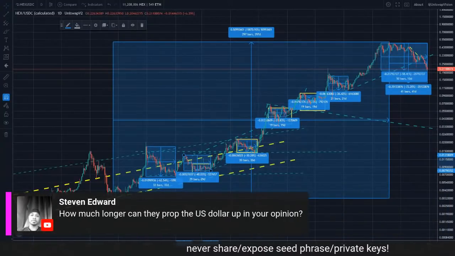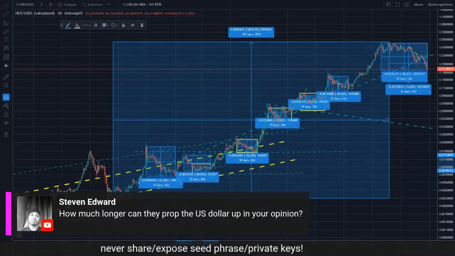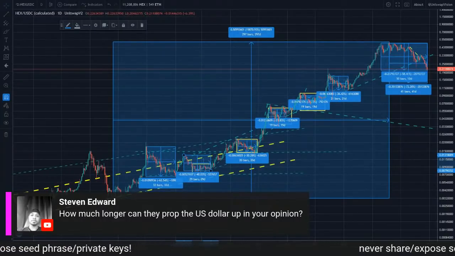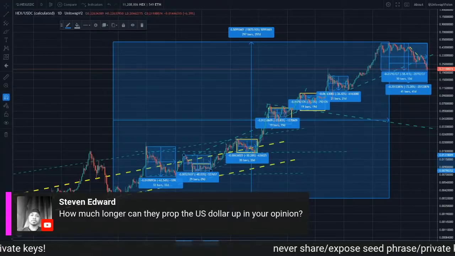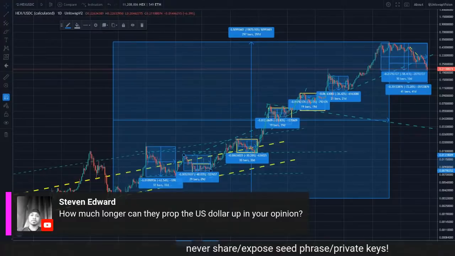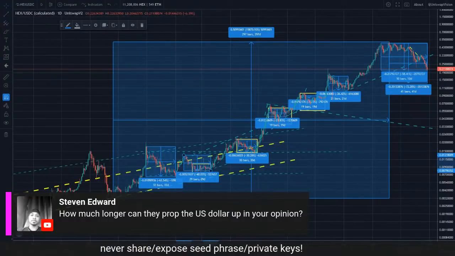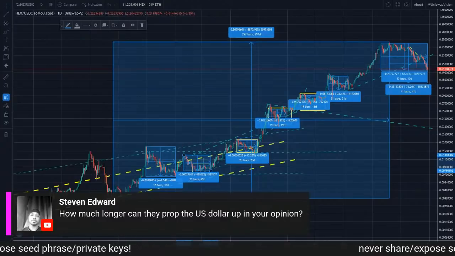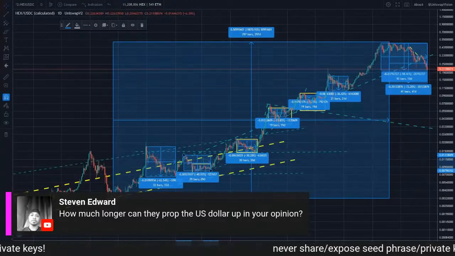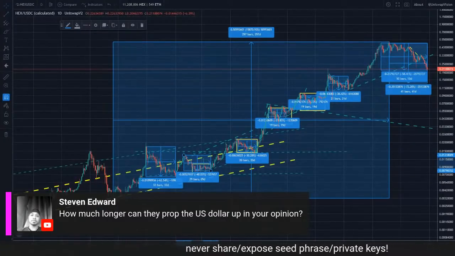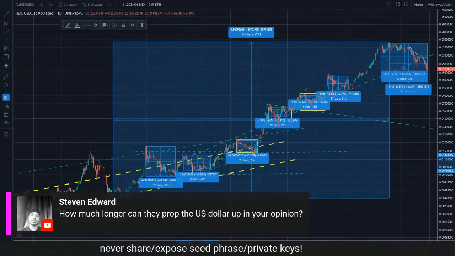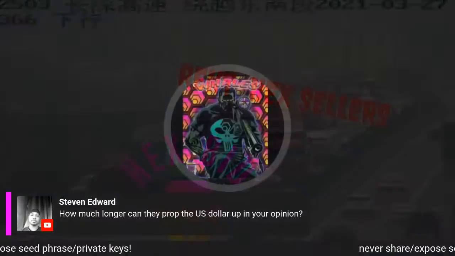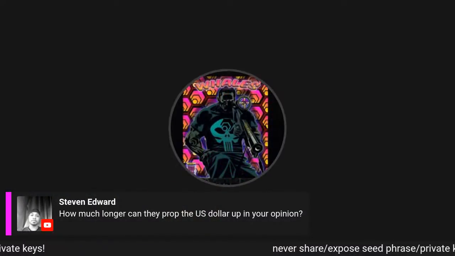All right, this is the last question, and we out. How much longer can they prop the dollar up? Well, I think at this point, it's beyond their control. Once everybody else figures out what's going on, it's game over for them. Hard to say when that'll be, though. That's the problem, right? Because it's kind of a market decision, and that's why it's hard to ascertain when that'll happen.